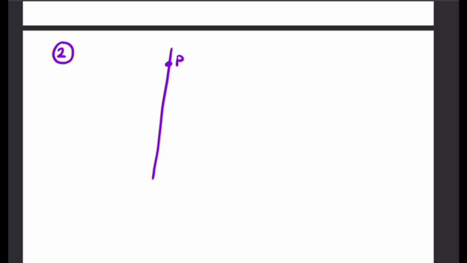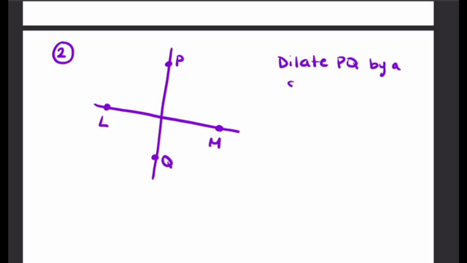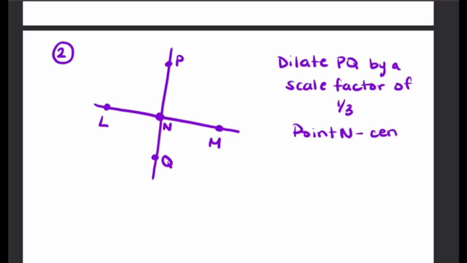The second property of dilations is that let's say you're dilating a line. So let's say we have this line here, PQ, and this line over here, LN. Let's say you want to dilate line PQ by a scale factor of 1/3, and we'll say that point N is your center of dilation. So now in an example like so, you're dilating this line PQ by a scale factor of 1/3. Since 1/3 is smaller than 1, it's going to shrink.